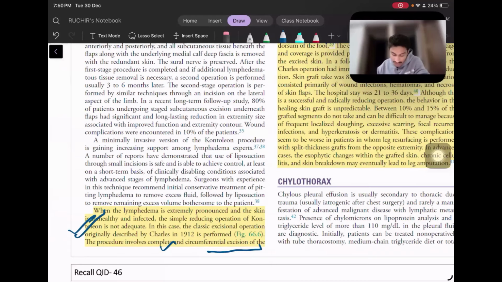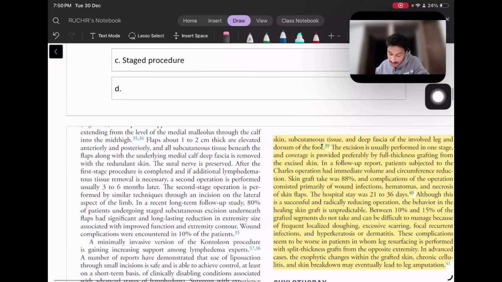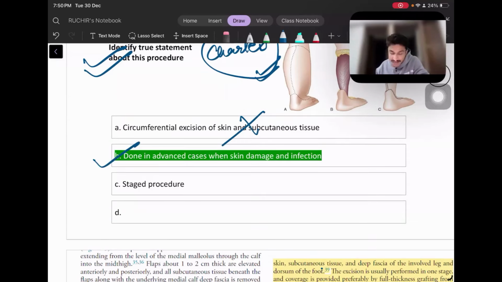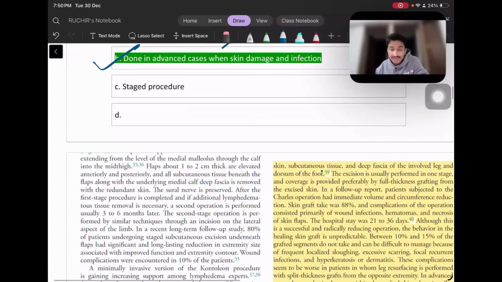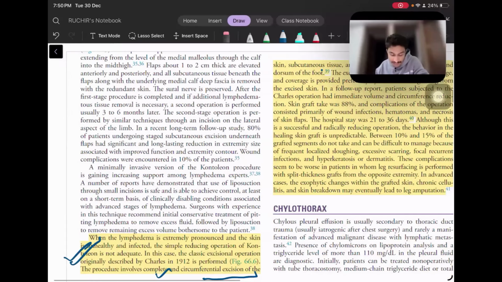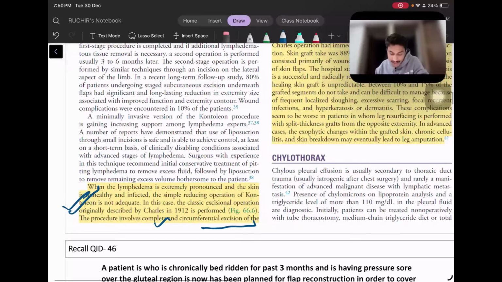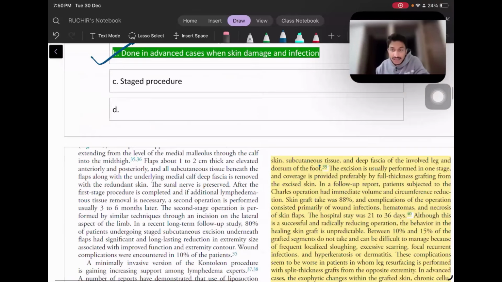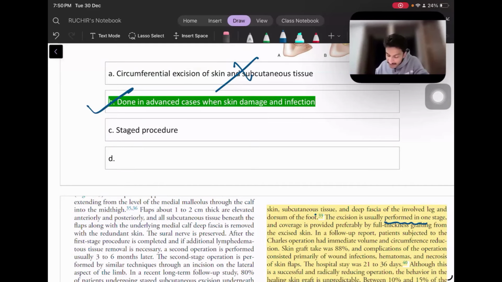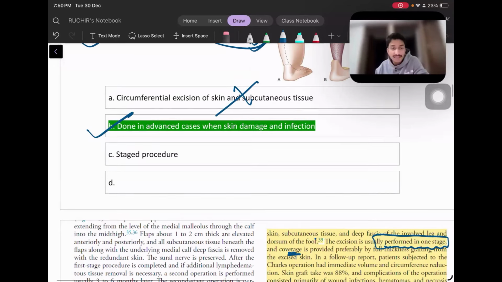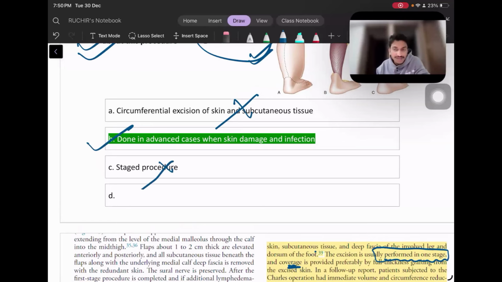It is basically done in advanced cases when the skin damage and infection is there. All the surgical treatments are done when there is damage, infection and skin damage. And usually the excision is performed in one stage and coverage is done by split thickness skin graft. So I think it is not a staged procedure, so even that is not correct. So the best answer is done in advanced cases when there is skin damage and infection.